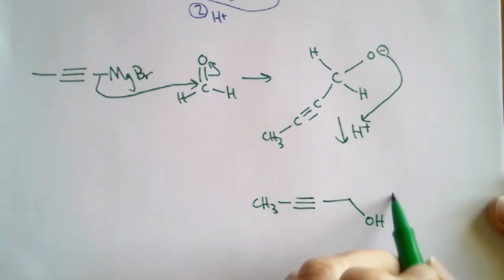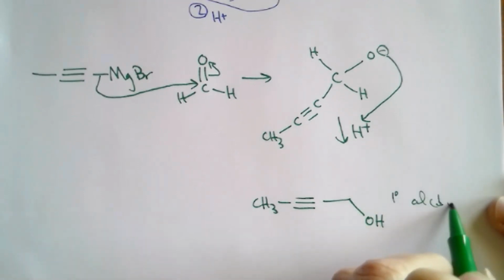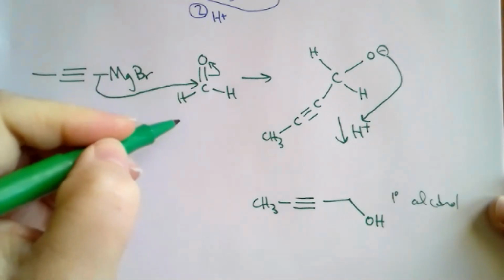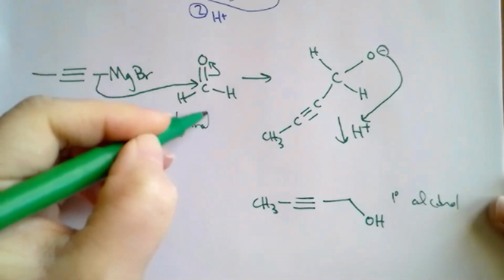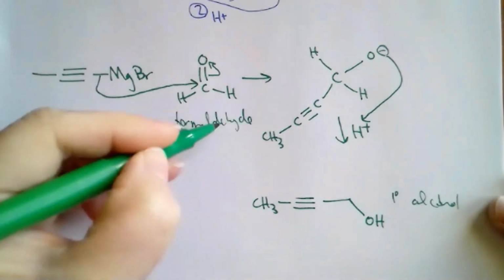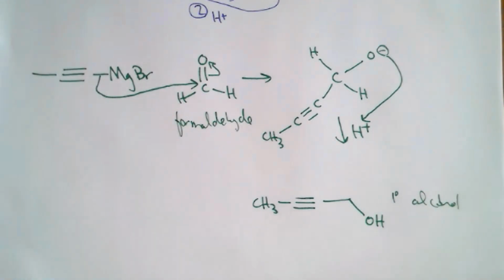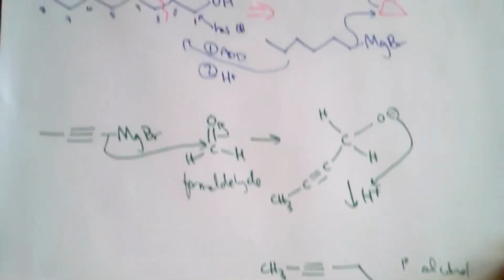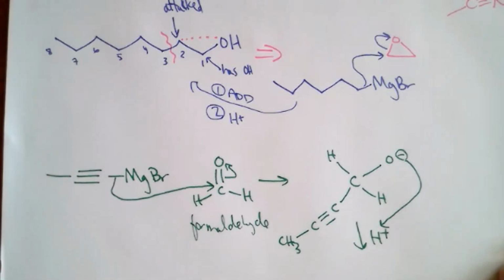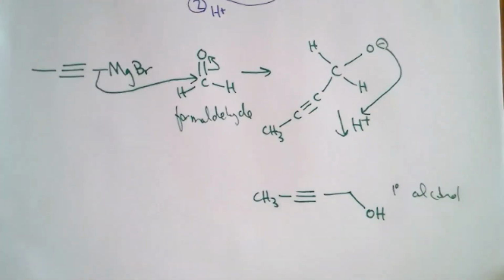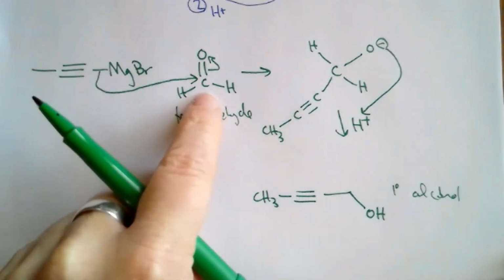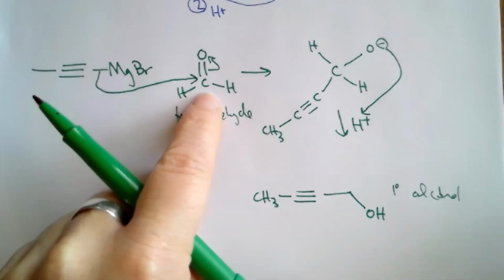Note, this is a primary alcohol. It's a primary alcohol because I reacted with formaldehyde. Is that the only way to make a primary alcohol? No. In our previous example, we had a primary alcohol. We made it from an epoxide. But if you want to make a primary alcohol from a carbonyl, it does need to react with formaldehyde.